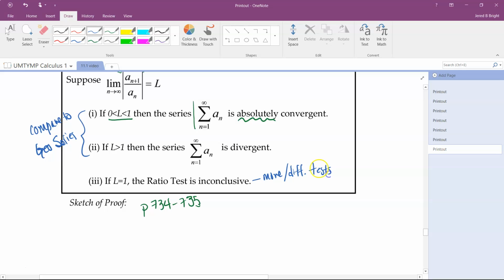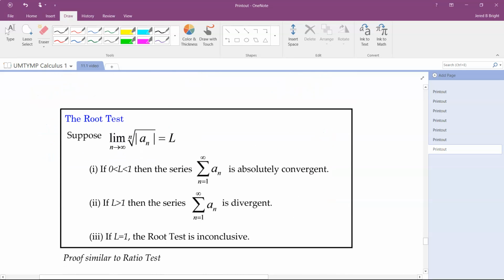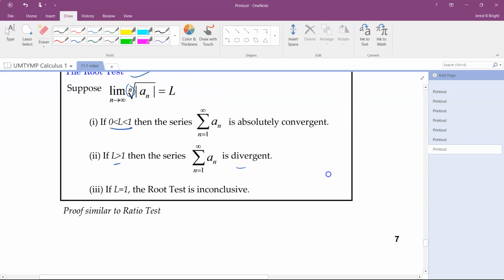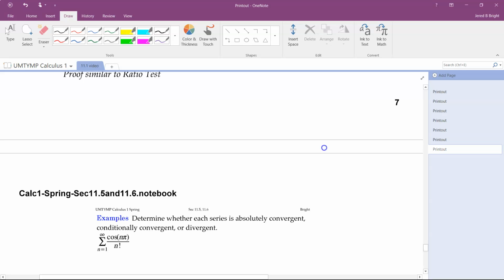More or different tests. Okay. The root test, very, very similar, but you're just looking at the nth root. So this one, you really need to have, like, a_n needs to be like something to the nth power. Okay, so that's really the only reason you'd use the root test. Ratio test will work in that case as well. It just so happens that the root test is a little quicker. And so if L is between 0 and 1, again, absolutely convergent. L bigger than 1, divergent. And then 1, it is inconclusive.